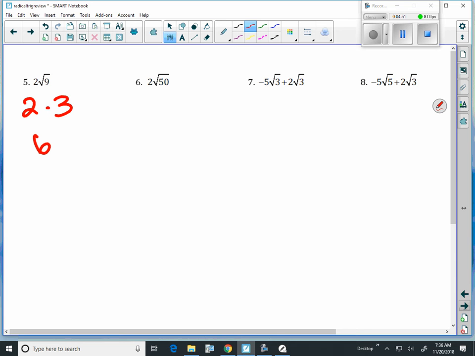Okay, number 6. So we have 2 times the square root of 50. Is the square root of 50 a perfect square? No. So I'm going to leave my 2 out here. He can hang out. Now I need to break down the square root of 50. Tell me the biggest perfect square that goes into 50. 25. So we're going to do the square root of 25 times the square root of 2. What can I break down from here? The square root of 25. What is the square root of 25? 5. My last step is to multiply those coefficients. 2 times 5 is 10.